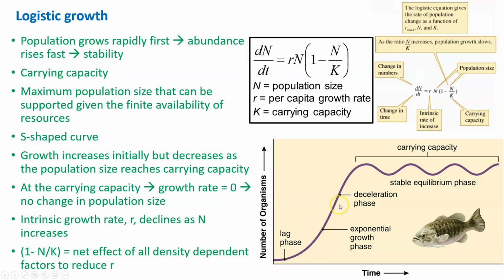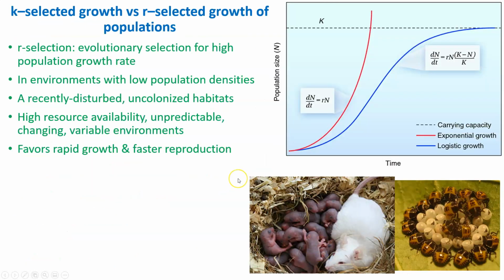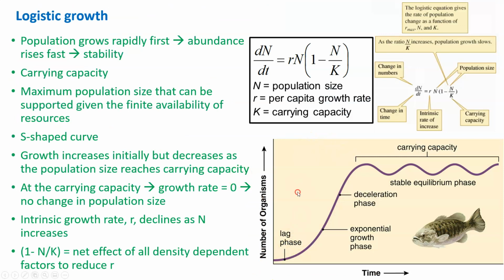And then what happens when the abundance of the population increases? Slowly the rate at which the population grows declines. The population still keeps growing. You can see the number of individuals is still increasing, but it's not happening at a faster rate than it used to. Over here the rate is extremely fast.